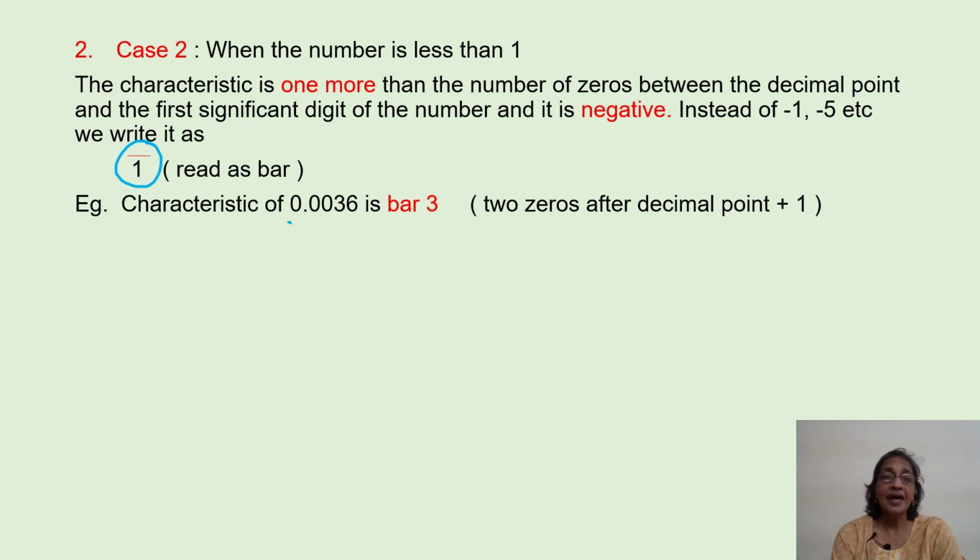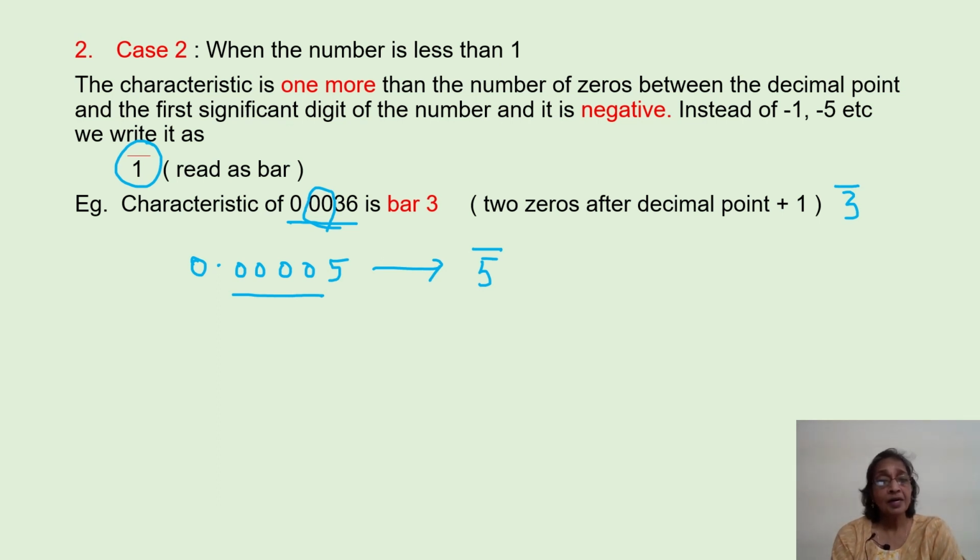So if I have a number like this, there are 2 zeros after the decimal. So you add 1 to this, it becomes 3. We write it as bar 3. So let's take another example. If I have something like this now, I have got 4 zeros here after the decimal, so I add 1 to it. This will become bar 5.